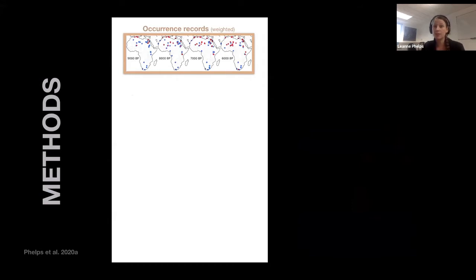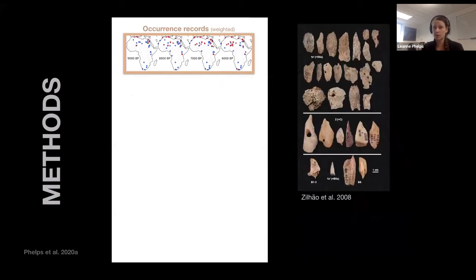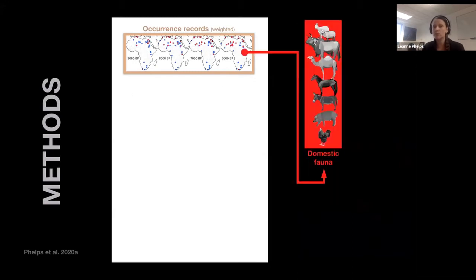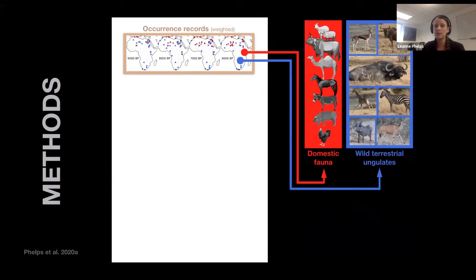The kinds of methods that we're using to do these reconstructions are coming from ecological niche modeling or species distribution modeling. So they've been adapted to this long-term context. But what we have are occurrence records to start off. And in this case of the land use reconstruction, we're looking at these faunal remains. So for example, here the red dots are domestic fauna. So any occurrence of where archaeologists have found domestic faunal remains. And then we also have examples of wild terrestrial ungulates as a test, but I won't go too much into that part here.